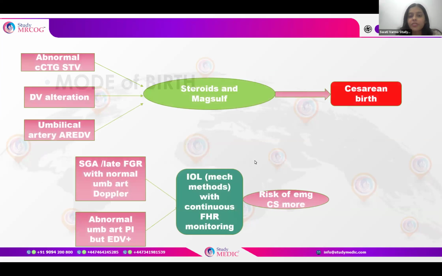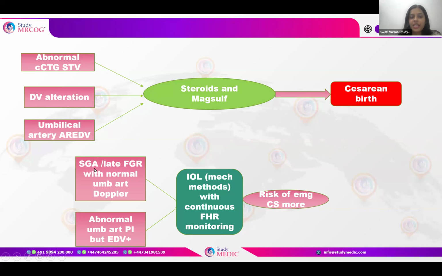Now deciding the mode of birth, it is very straightforward. They have said that if there is abnormal CCTG STV or any ductus venosus alteration or umbilical artery absent or reversed end diastolic flow, that is wherever there were things that deliver if this, deliver if this, deliver if STV is more than this, less than this, DV A wave is absent or reversed, or umbilical artery absent or reversed end diastolic flow is there, means here baby has to be delivered quickly. So here they are saying that any of these conditions after steroids and magnesium sulfate, consider cesarean birth.